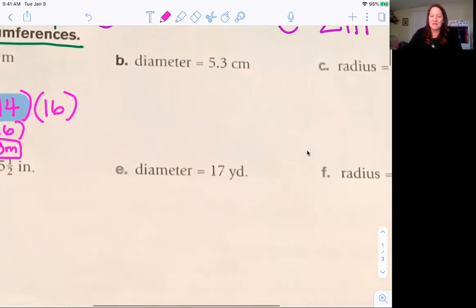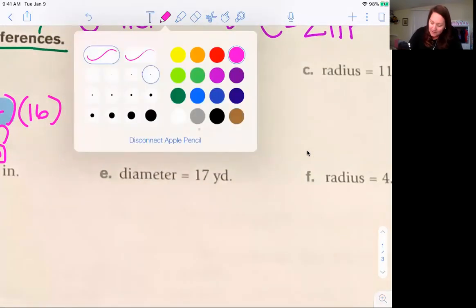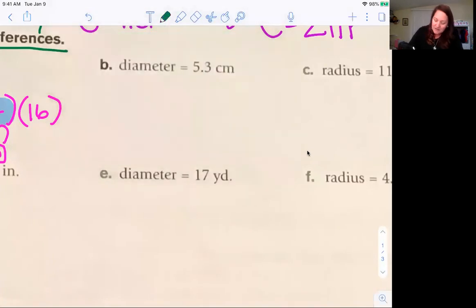Let's look at B. I have a diameter of 5.3 centimeters. I'm just going to draw myself a little circle here, just so I know what a diameter looks like. The more you do it, the better you're going to have this memorized, okay? So my diameter is 5.3 centimeters, okay?